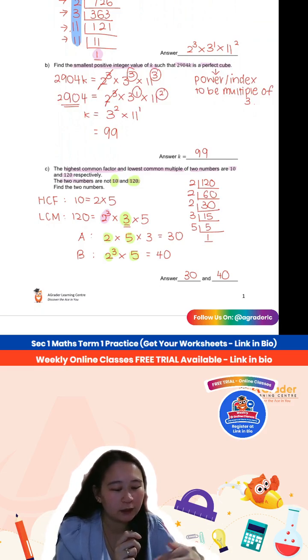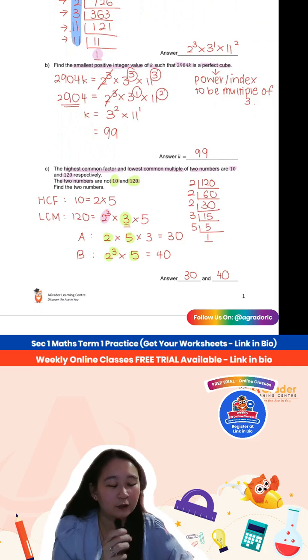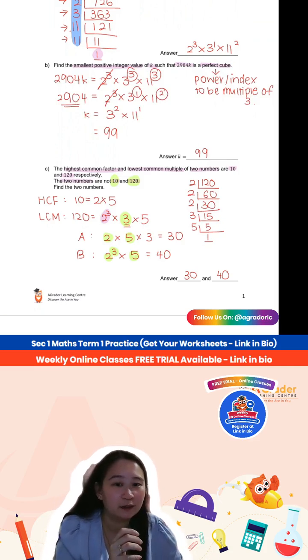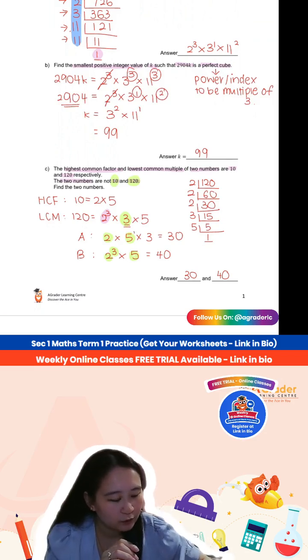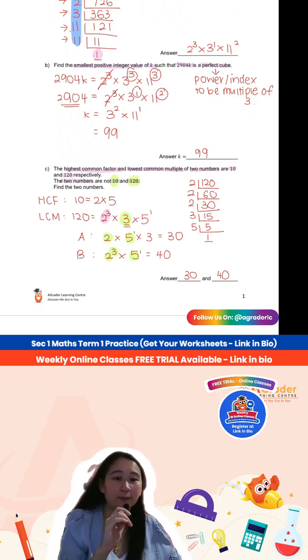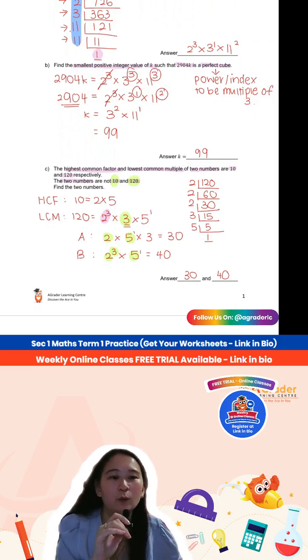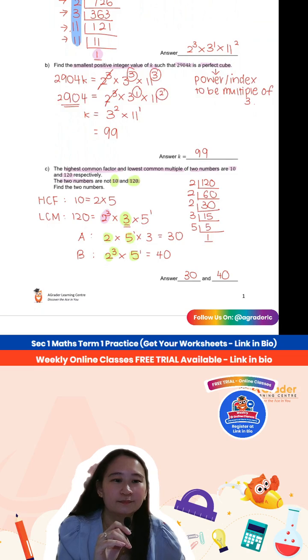Okay, you can look at my LCM for the 5. It's already in my HCF. So now my A and B only have 5 to the power of 1, which is the same as the LCM. It can't be more than power 1. This is set 1 math.